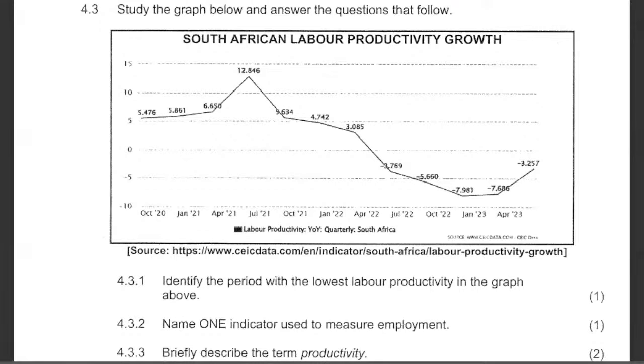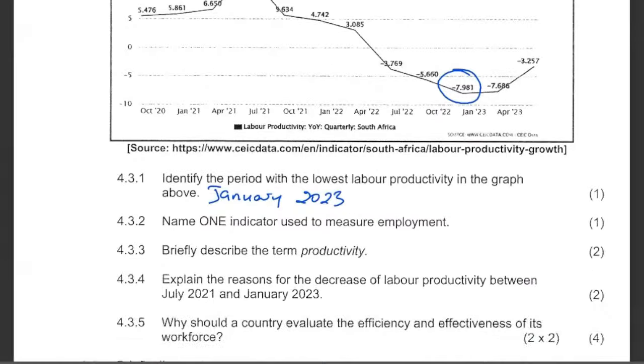So now 4.3.1 says identify the period with the lowest productivity in the graph. So now if you check here, the lowest productivity that we have is this one of minus 7.98.1, which takes place in January 2023. So now this is going to be January 2023. Okay, right. So now grade 12s, let's move on.